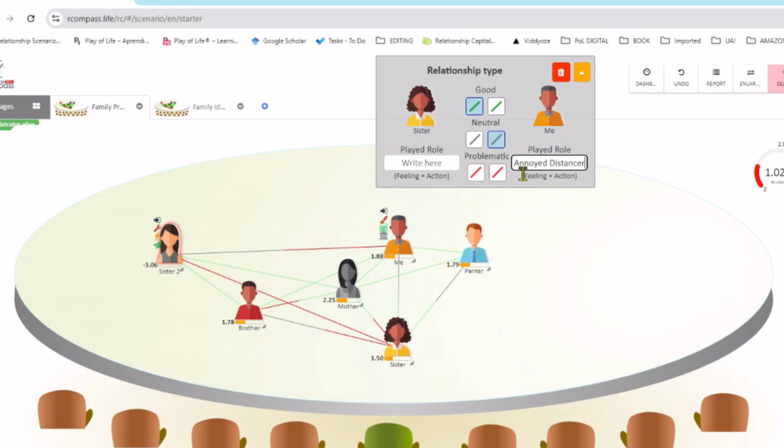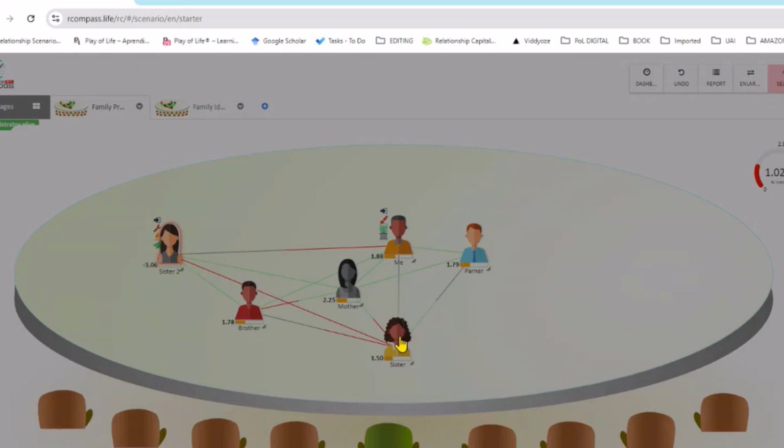Good. And her towards you, because she's good towards you. What is the role she plays? A feeling and an action. Enthusiastic sharer. Very good. Now let's go to her.